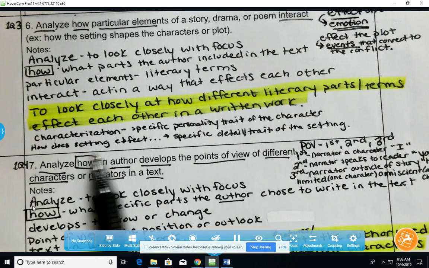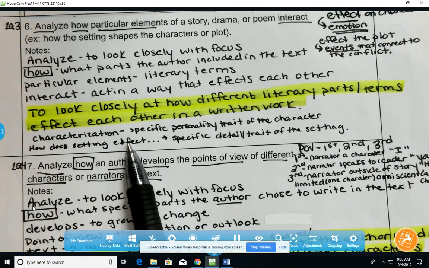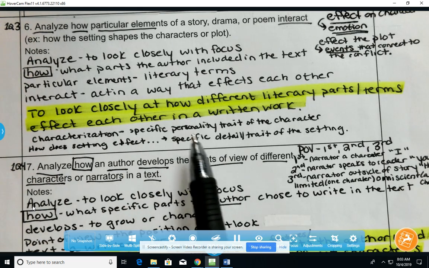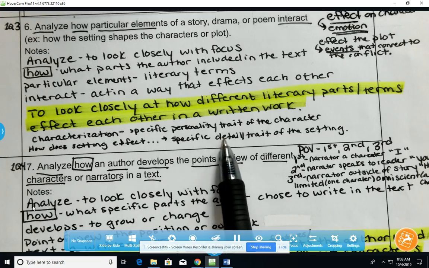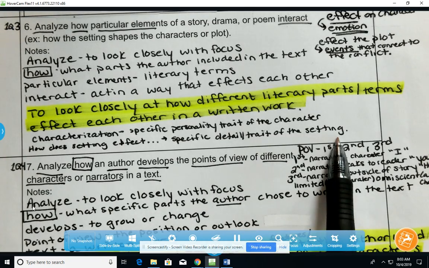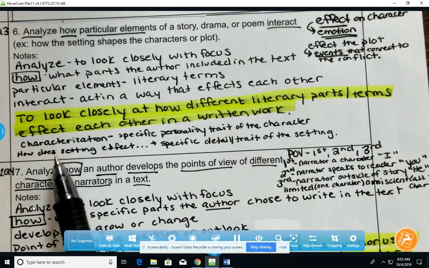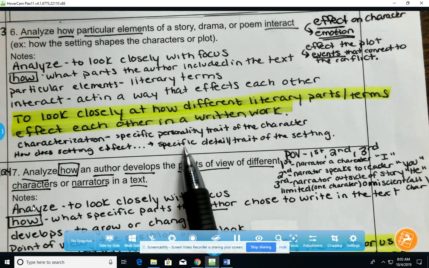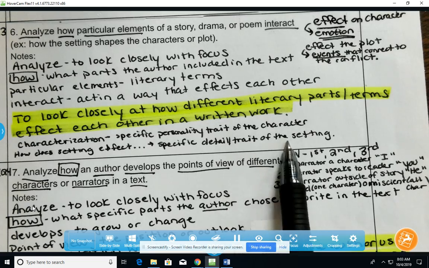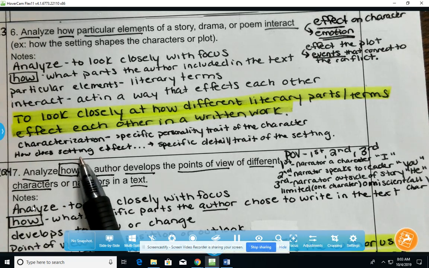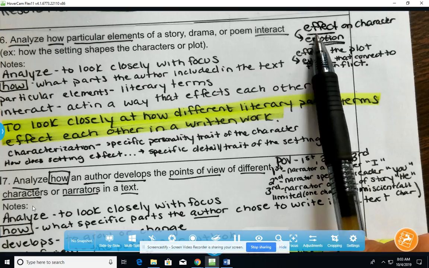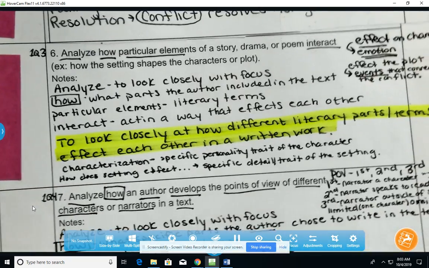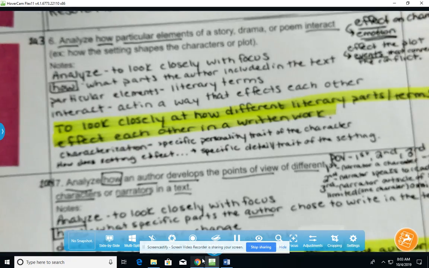When we're asked how the setting affects something, we can look at the setting as a whole, which is what we did in Rogue Wave. But you can also look at a specific detail or trait about the setting. And so remember, when we look at how the setting affects the character, we're going to look at how a specific detail or trait of the setting impacts the character's emotions. So that's how we want to look at and answer phase 2 questions.